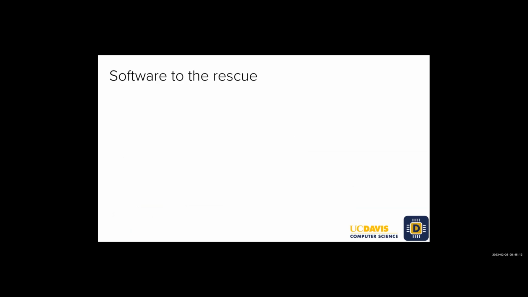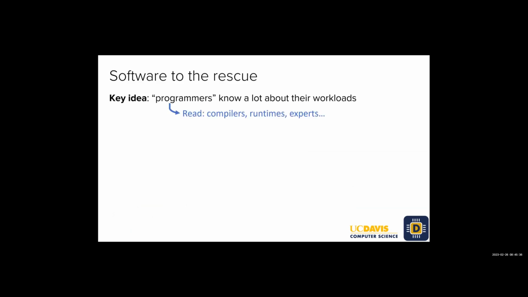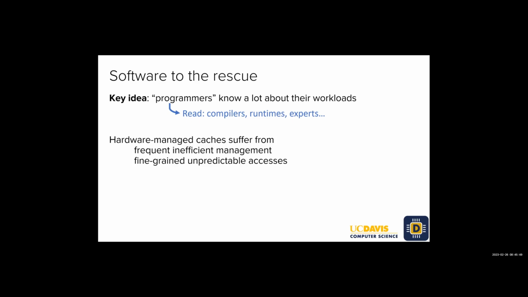Okay, so my opinion is that software can kind of save us here. Hardware managed caches aren't very good because the hardware doesn't have much insight into what's actually going on. But the key idea here is that programmers know a lot about their workloads. Programmers can actually predict the future and tell you what the data use is going to be next, whereas hardware managed caches can only look at the past to try to predict the future. And really, when I say programmer, you should read this as the compiler, the runtime, or the experts who designed the low-level functions in TensorFlow, these kinds of things, not necessarily all programmers.